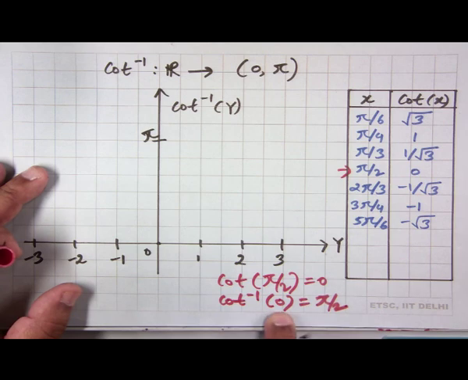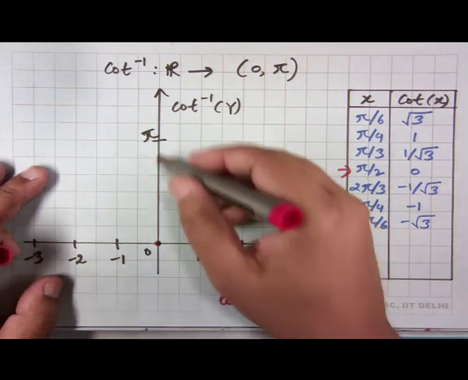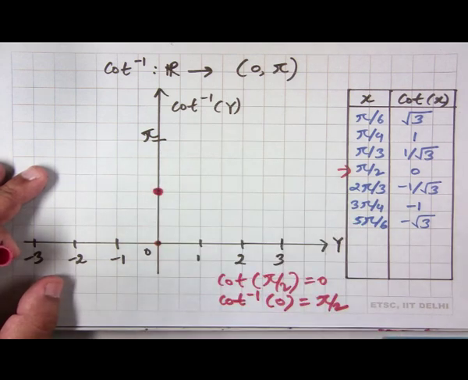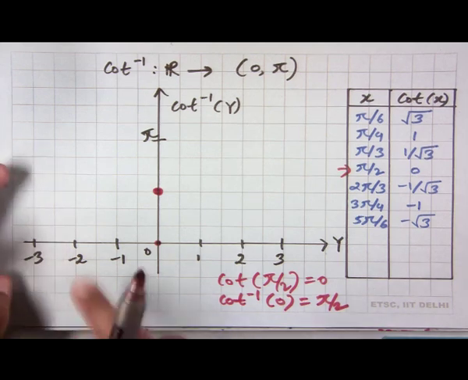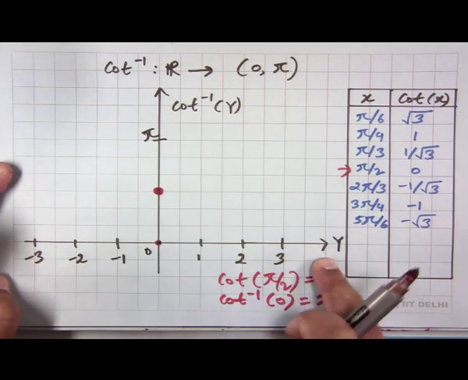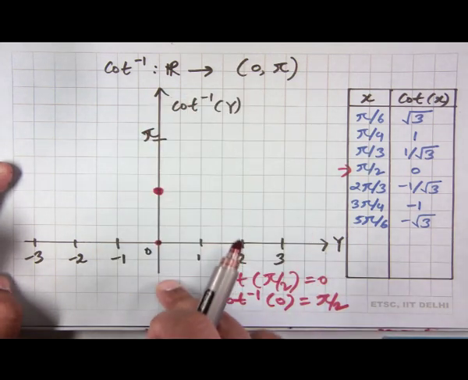So, cot inverse of y equal to 0. So, y equal to 0 is here, will be equal to pi by 2. So, pi by 2 is here. So, we get this point on the graph of cot inverse y. So, here in the graph we have y plotted on the horizontal axis, and the corresponding cot inverse of y will be plotted on the vertical axis.